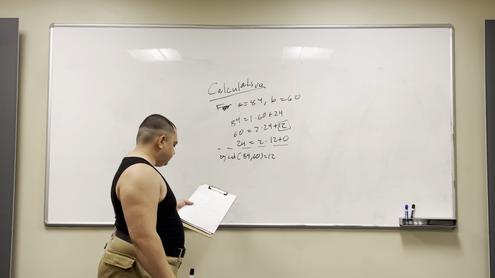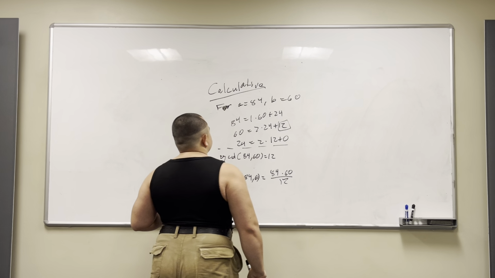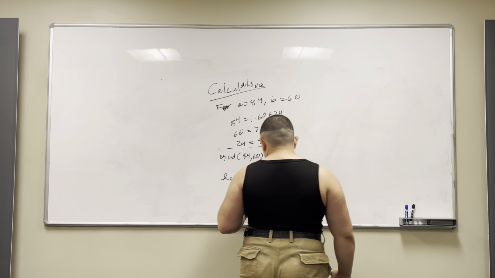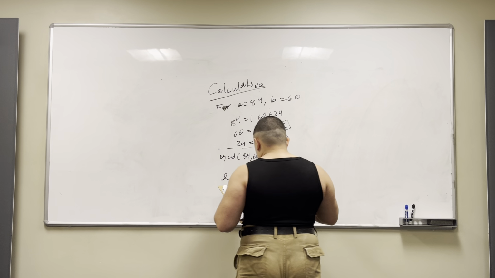The LCM is a bit easier. The LCM of 84 and 60 is equal to 84 times 60 over 12. Well, you have to get the GCD first, though. So, which is equal to 420. Which is blazing, man. 420.